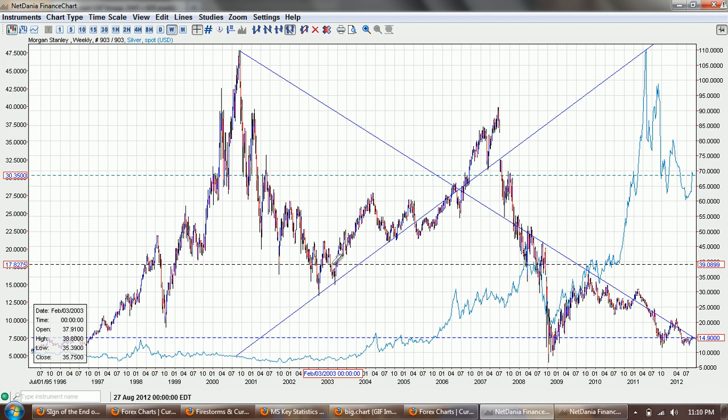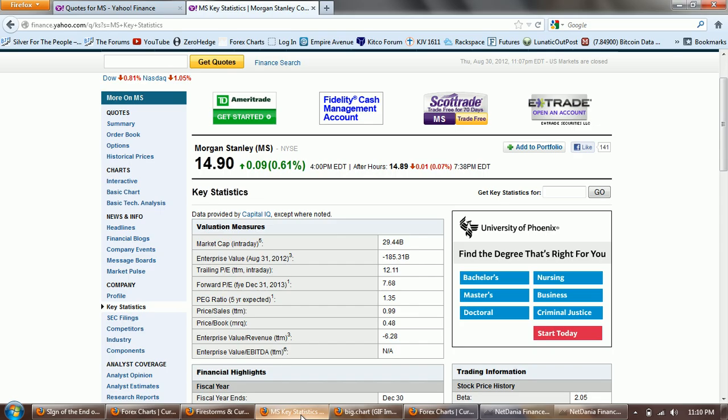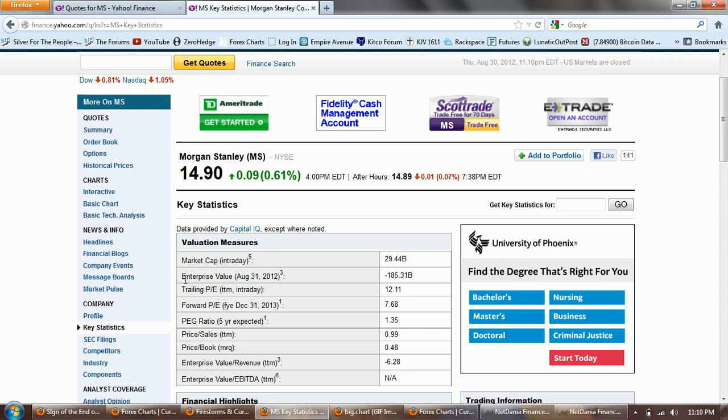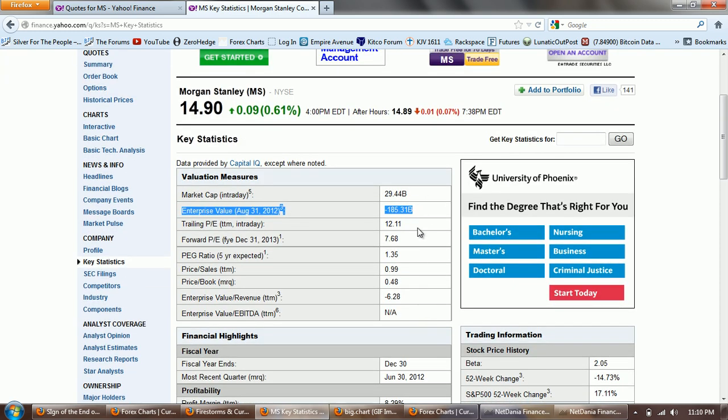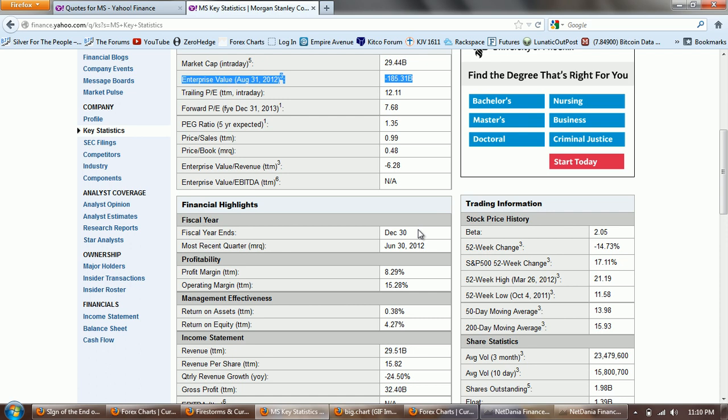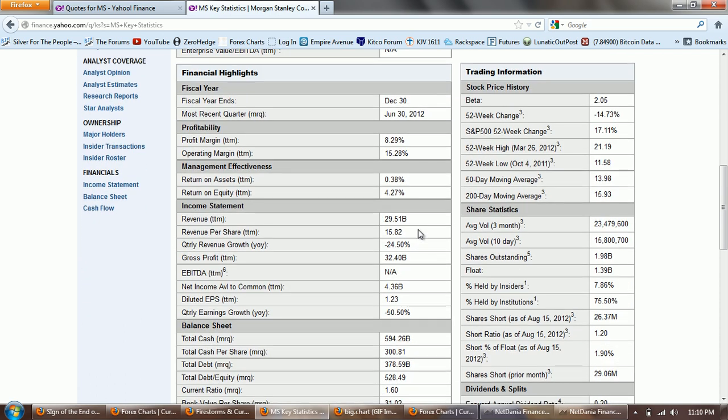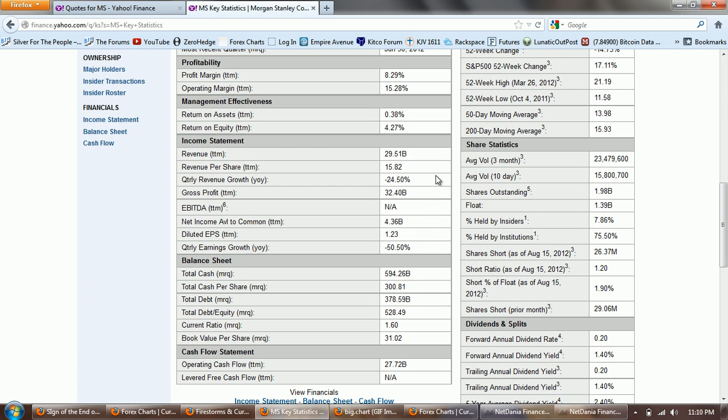Now I wanted to take you to some more information about Morgan Stanley. Let's start off with the key statistics here. You can see one big one that jumps out at you from Yahoo is if we look at the enterprise value on Morgan Stanley, it's negative $185 billion. The market cap, of course, is about $30 billion. That's the value of all their publicly traded stock. The rest of these figures are hard to put any kind of meaning to.